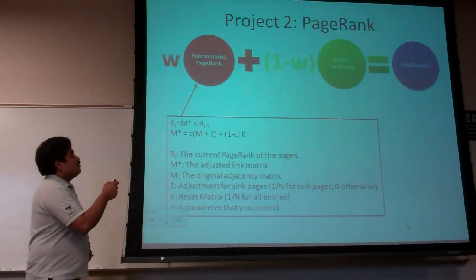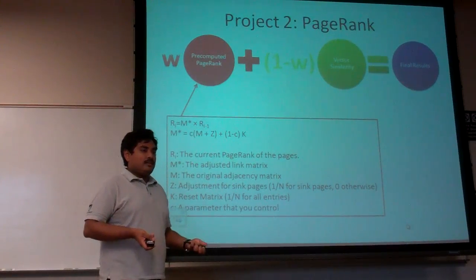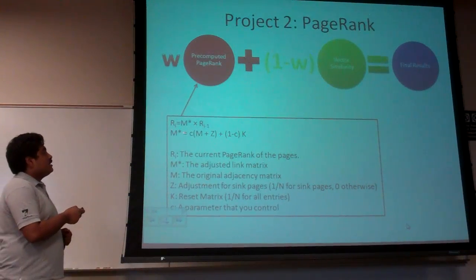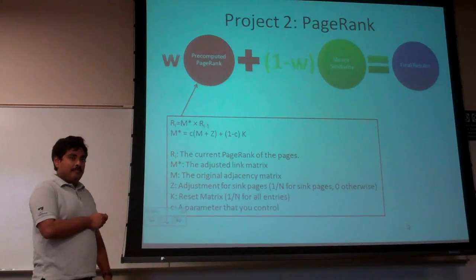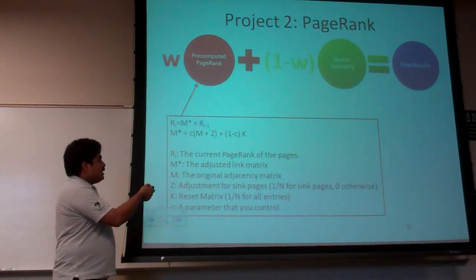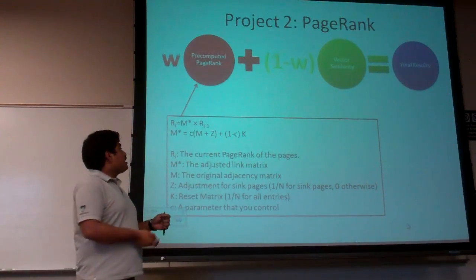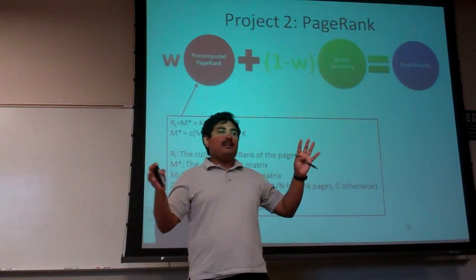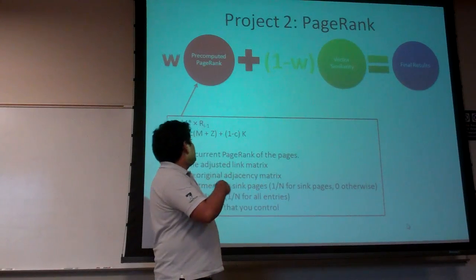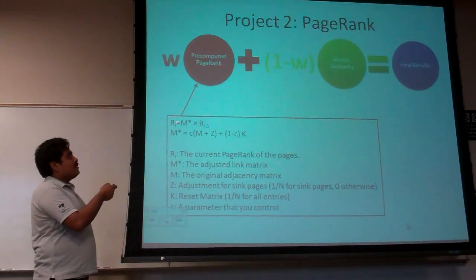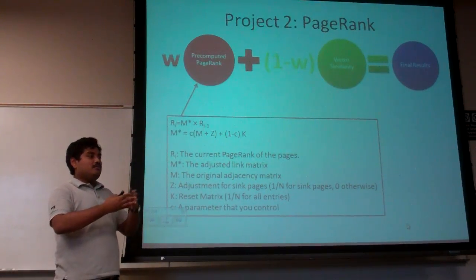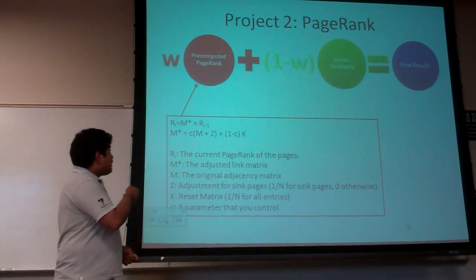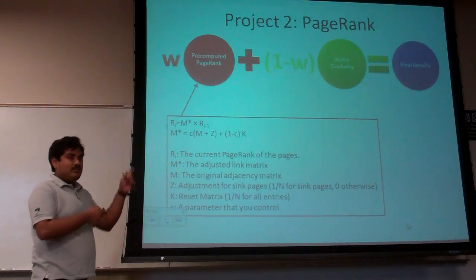Okay? So the question is, how do you pre-compute PageRank? As I'm sure you already know, you have the adjacency matrix M, and then you add to it the adjustment for sink pages, and then you add to it the reset matrix. Then you get the adjusted link matrix called M star. And then if you do this many times until you converge, until your PageRank no longer changes, the final R that you get is your final PageRank values.